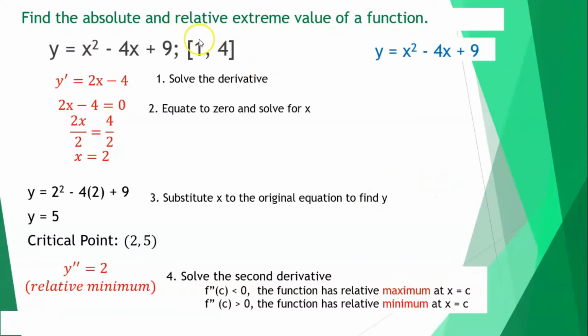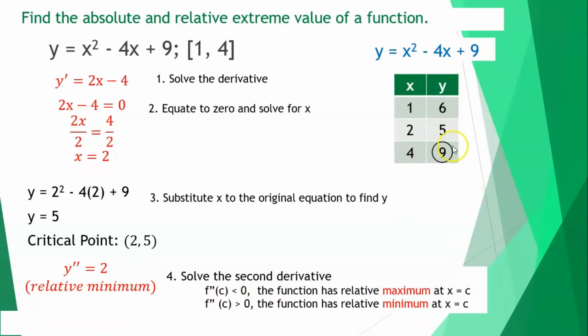Now, since we're looking for the absolute and relative extreme values with the endpoints from 1 to 4, making use of the original equation, we will have 1 as our first endpoint, and 4 as the other endpoint, and we have 2 here because it's our critical point. Now, substituting 1 in the original equation, that's 1 squared minus 4 plus 9, we will end up with 6. Substituting 2 in the original equation, take note, we end up with 5. And substituting 4 here, that's 16 minus 16 plus 9, so we end up with 9.